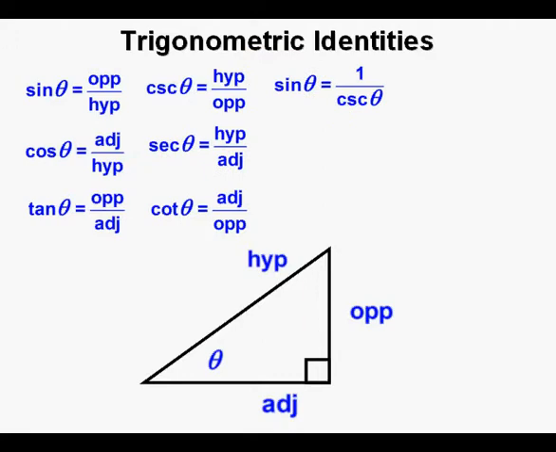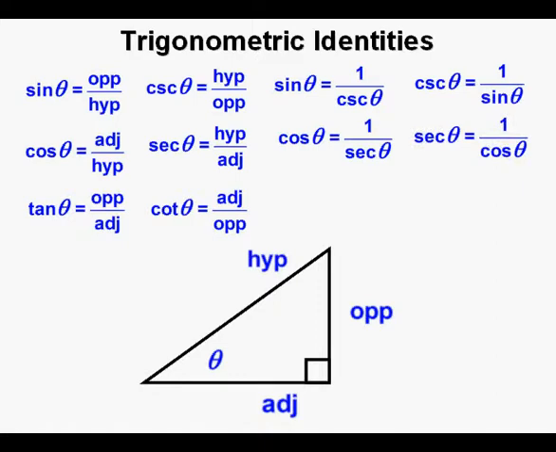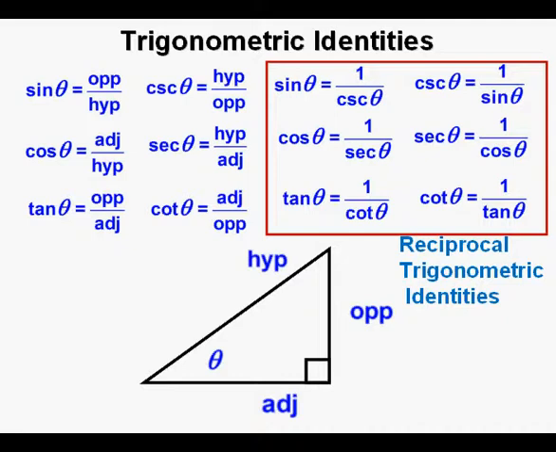The sine of theta is 1 over the cosecant of theta, and its related identity, cosecant theta equals 1 over sine theta. We have the identity cosine theta equals 1 over the secant of theta, and its related identity, secant theta equals 1 over the cosine of theta. We have the identity tangent theta equals 1 over the cotangent of theta, and its related identity cotangent theta equals 1 over the tangent of theta. So these 6 identities together I call the reciprocal trigonometric identities.